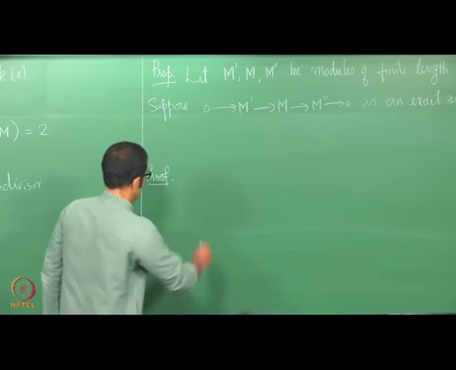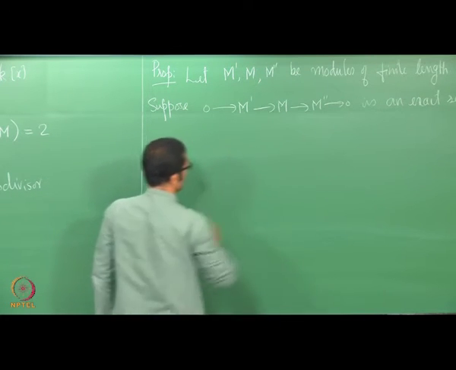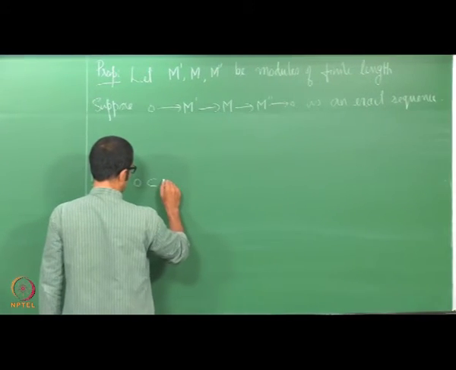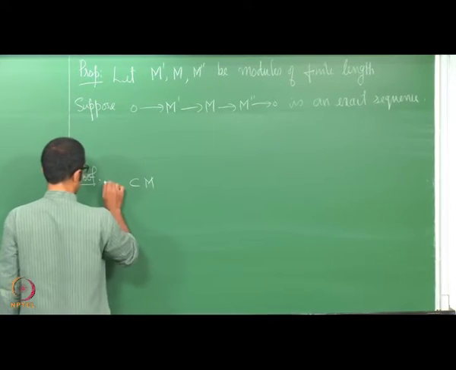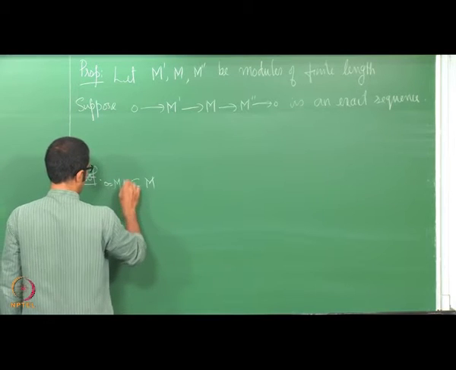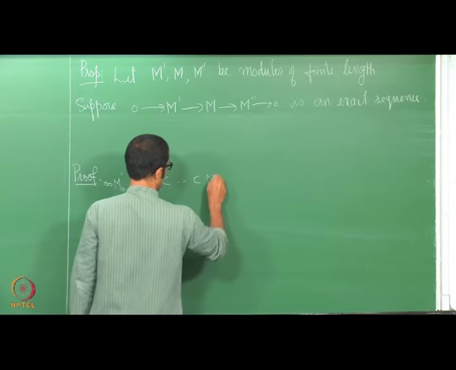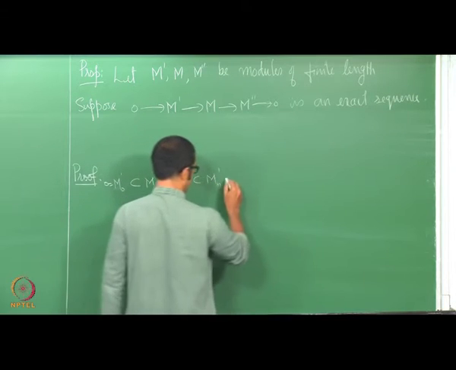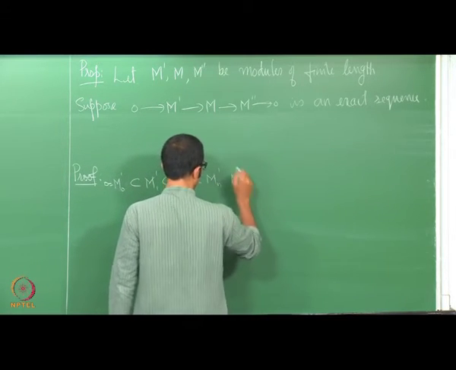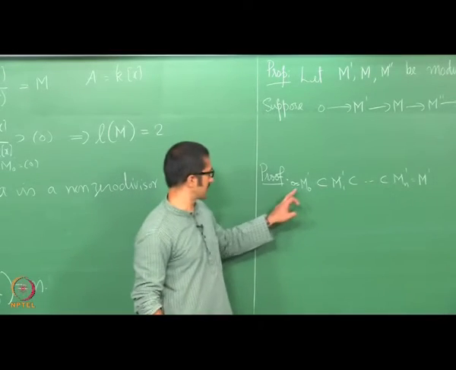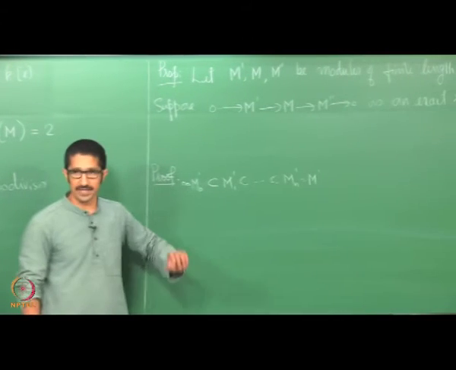Now M prime is a submodule of M. Suppose M naught prime contained in M1 prime up to Mn prime, which is M prime, is a composition series of M prime.